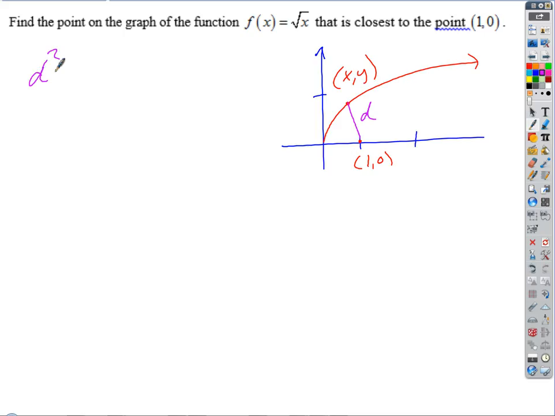We can use the Pythagorean theorem and say d squared equals this side squared plus that side squared. Look at that triangle. Well, what's that side squared? That's just going to be x minus 1 squared, or 1 minus x squared, it doesn't matter. Just call it x minus 1. It doesn't matter because I'm squaring it, so I'm going to get the same result either way, positive or negative.